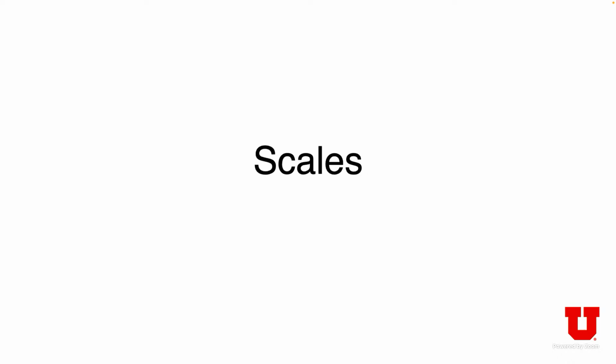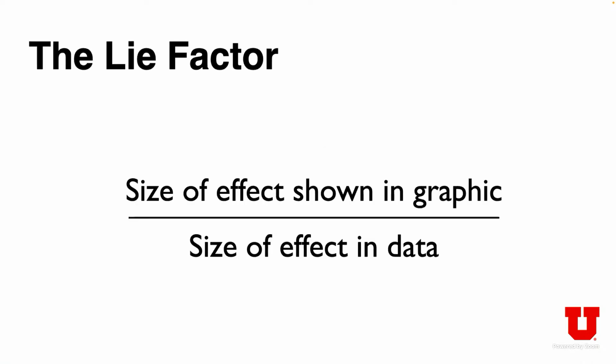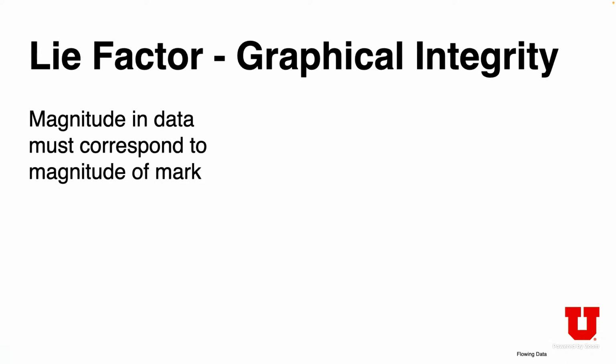So let's jump into scales, which I think is one of the most directly relevant parts of the visualization to this principle of the lie factor. The lie factor could be formulaically shown as the size of the effect shown in the graphic divided by the size of the effect in the data. Essentially, the magnitude of the mark in the chart should correspond to the magnitude of the data.